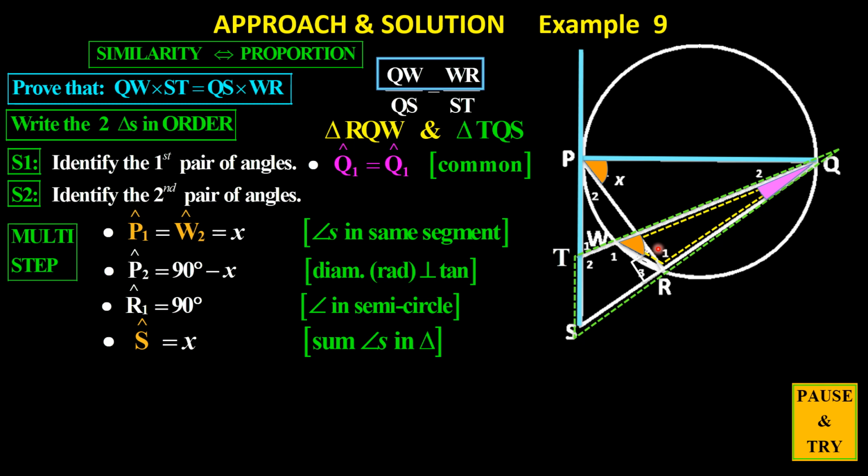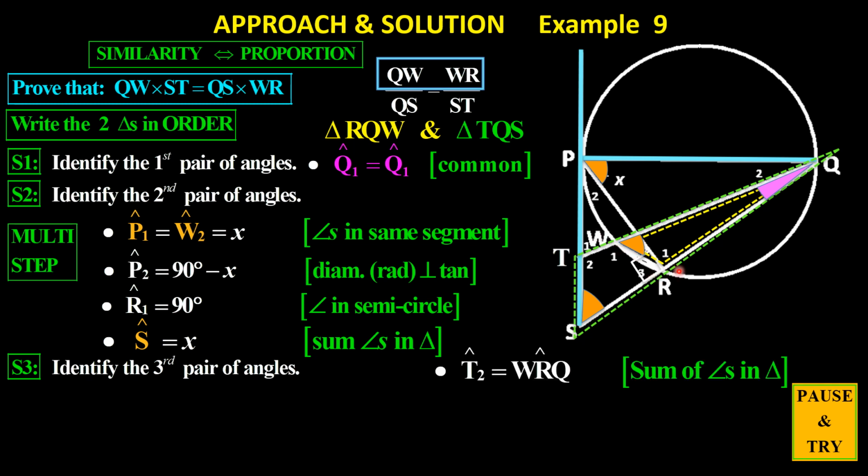So there we've got two pairs of angles that match. The third pair, we can just fit in. The third pair would be T2 that matches with this WRQ. Please, you can't just say angle R, it's WRQ. Right, just follow the dots. You can even see T2, there's only one, so that's T2. This one here, look at the yellow, it's WRQ, not angle R. And then we can write the triangles in the correct order. We know Q matches with Q, and W matches with S, and R matches with T.